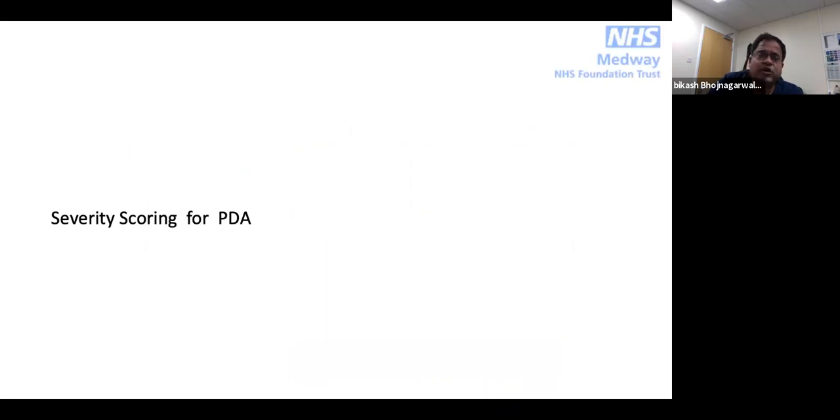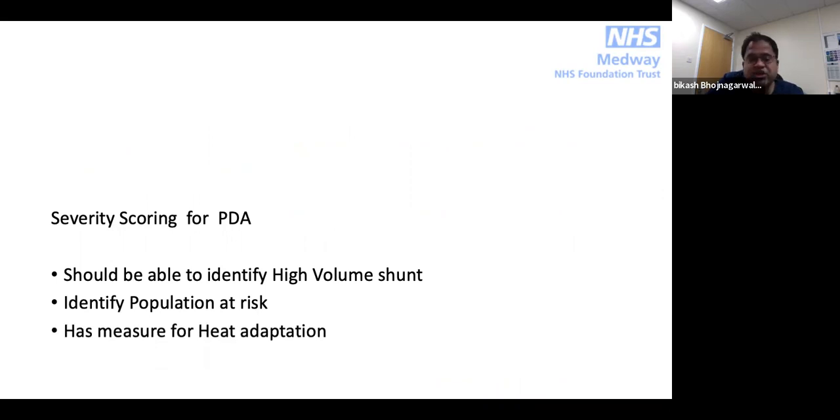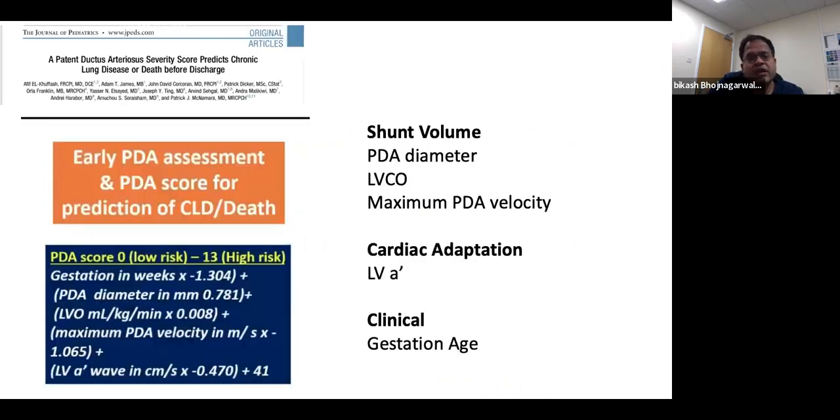So in defining severity scoring of PDA, there are various attempts at defining them. A good severity score should be able to identify a high volume shunt reliably, should be able to identify population risk, and should have a measure of heart adaptation. In terms of the score which was developed by Akif in 2015, which is the most quoted scoring system at the moment, he tried to define the shunt volumes with various parameters. He tried to define the cardiac adaptation and the clinical, and used various clinical variables.